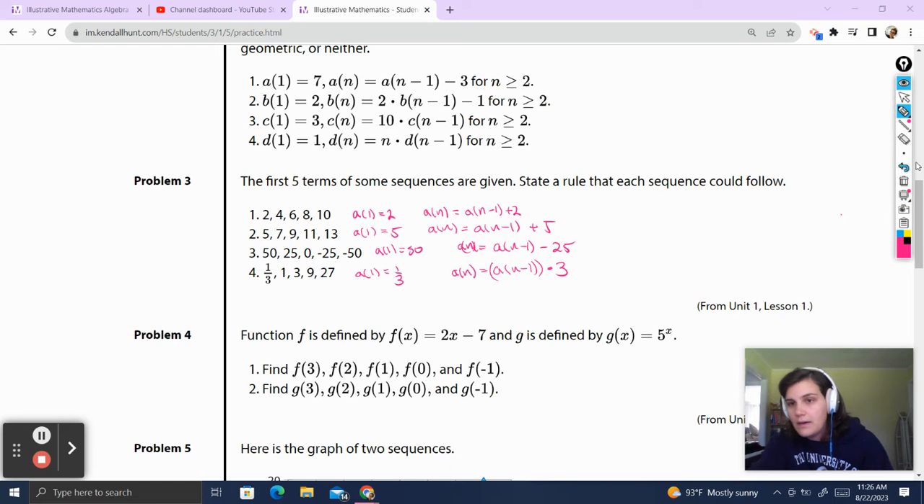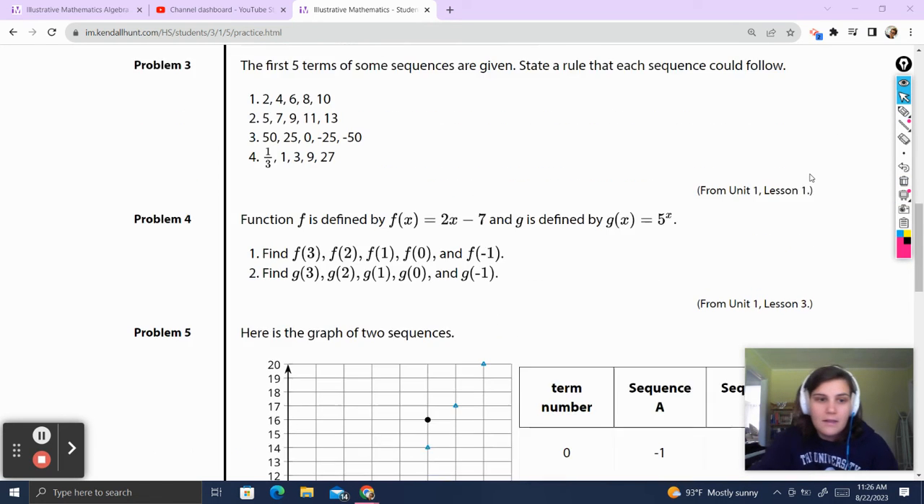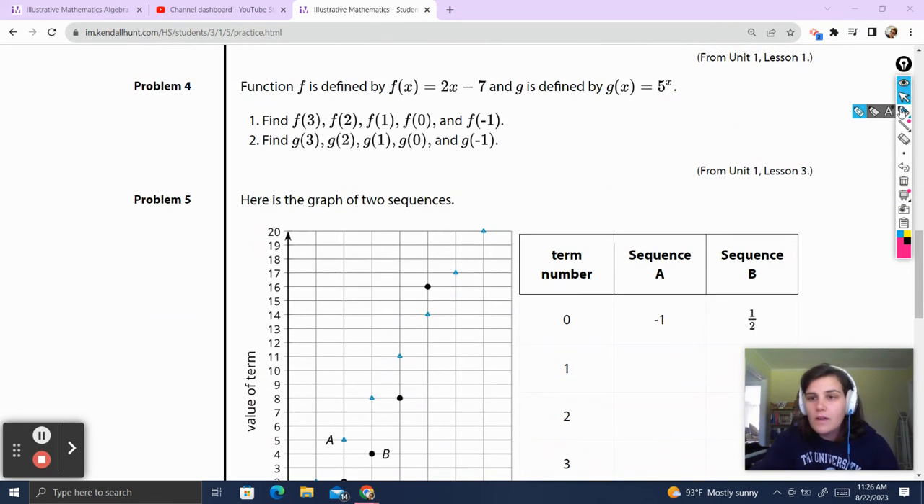Ooh, I don't want to buy now. Delete. Problem 4. Function f is defined by f of x is equal to 2x minus 7, and g is defined by g of x is equal to 5 to the x power. Find f of 3, f of 2, f of 1, f of 0, and f of negative 1.